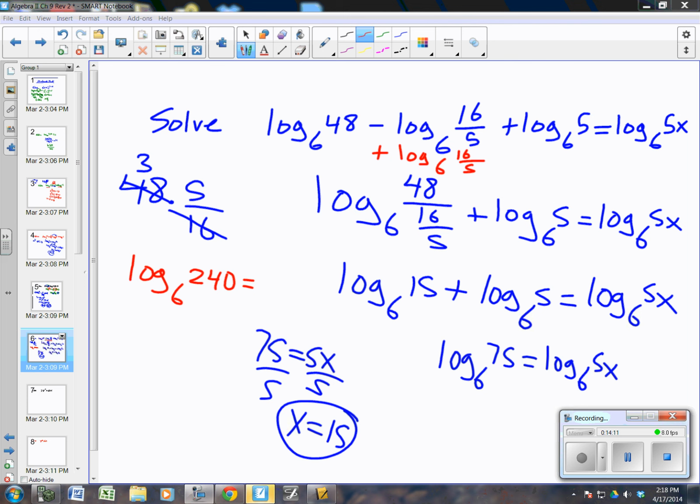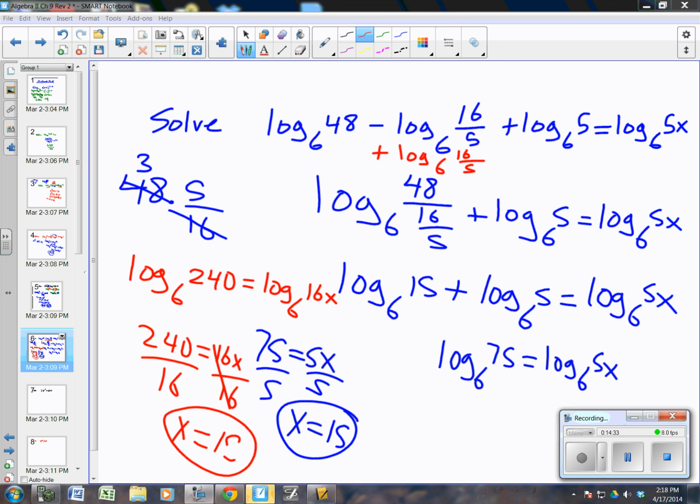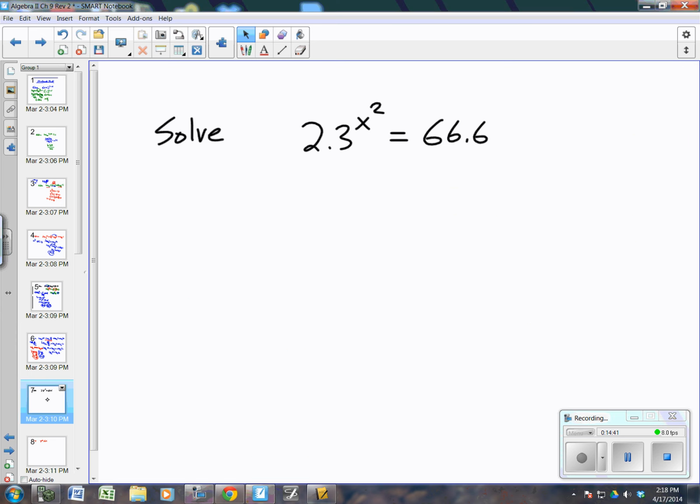Okay. Then we have log base 6 of 16/5 times 5x. The 5's will cancel out, and you'll get 16x, right? So log base 6 of 16x. And so 240 equals 16x. Divide by 16, and x is equal to what? 15? Same answer, yeah. It works. Good job.